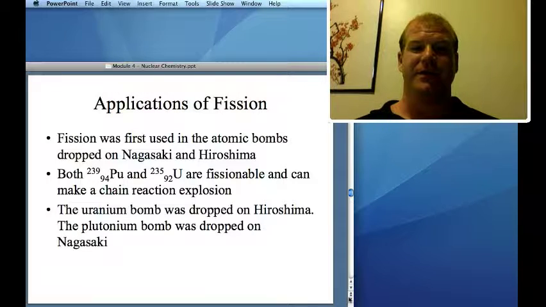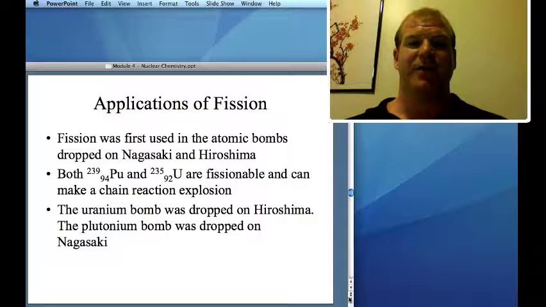So what do we use fission for? Before that, we did generate heat from it, but the first use was atomic weapons. The atom bomb uses fission, and the first ones were used in warfare. Well, the only ones used in warfare were Nagasaki and Hiroshima. Nagasaki was a plutonium bomb. Hiroshima was a uranium bomb.